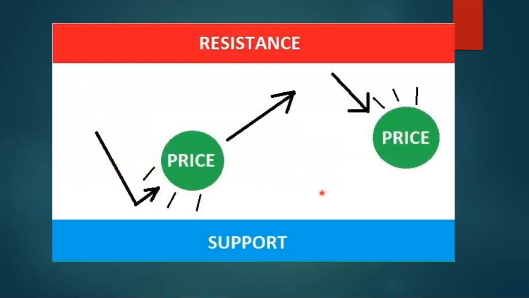As we can see, price is bouncing from support, going back to resistance, bouncing back to support, bouncing back to resistance, bouncing back to support. That is how we recognize when we are in a consolidation or in a sideways move.